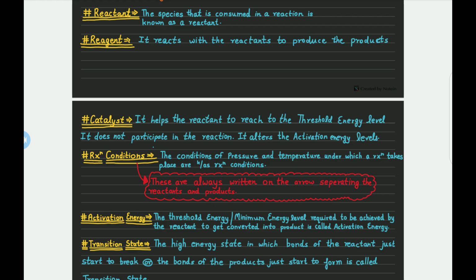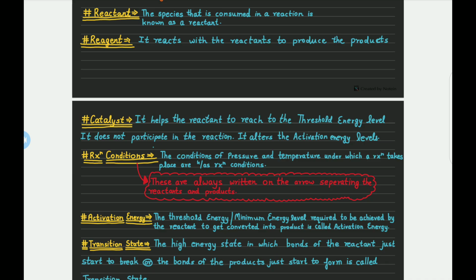Second, the reagent. It reacts with the reactant to produce the products. In our example, chlorine was our reactant and H2, though it was in the reactants, acted as a reagent to form hydrochloric acid. Means the reaction was hydrogenation of chlorine.